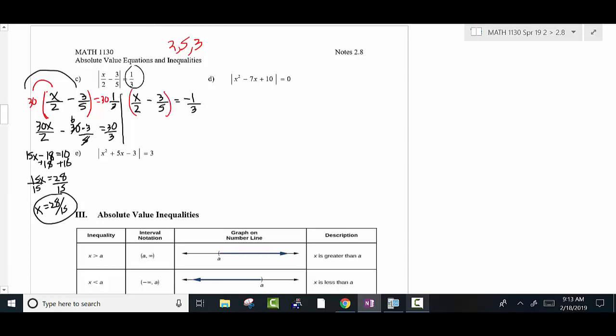Just multiply by 30 on both sides. And you can do this in your head if you want to. This is 30x over 2 is 15x. And then when you do this, 30 over 5 is 6. 6 times 3 is 18. And then this just becomes negative 10. Okay, just getting rid of your fraction. Now you can add 18. And then that'll give 15x equals 8. Then you can divide by 15, so your second answer is just going to be 8 over 15.